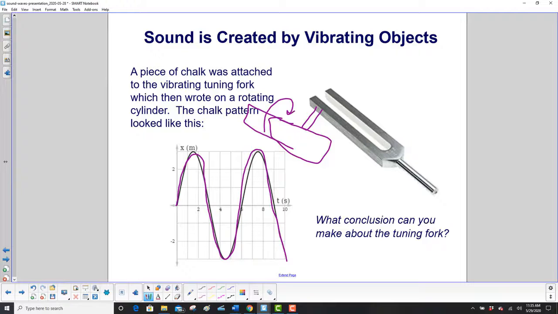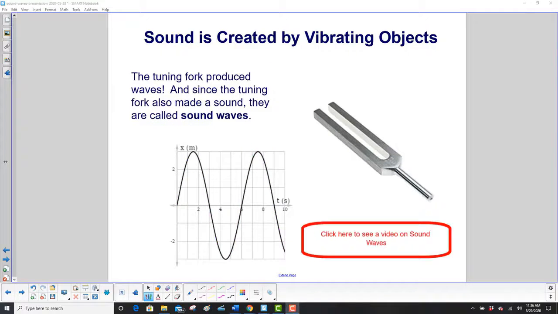What conclusion can you make about the tuning fork? What's it producing? The vibration of the tuning fork produced waves. And since the tuning fork also made a sound, we're going to call them sound waves. And you can click here to see a nice video on sound waves.